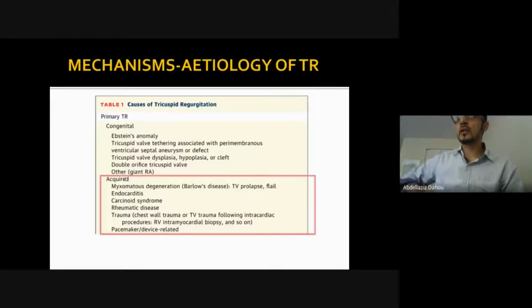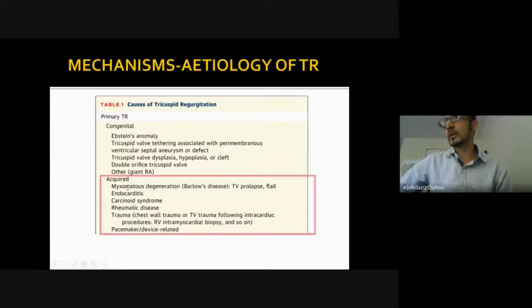And the most common cause of tricuspid regurgitation, in 85% of cases if not more, is secondary. So primary TR can happen, but it's rare. You have congenital abnormalities here, but we don't see them in old patients like the patients we treat nowadays. And I want to just point out the acquired causes.